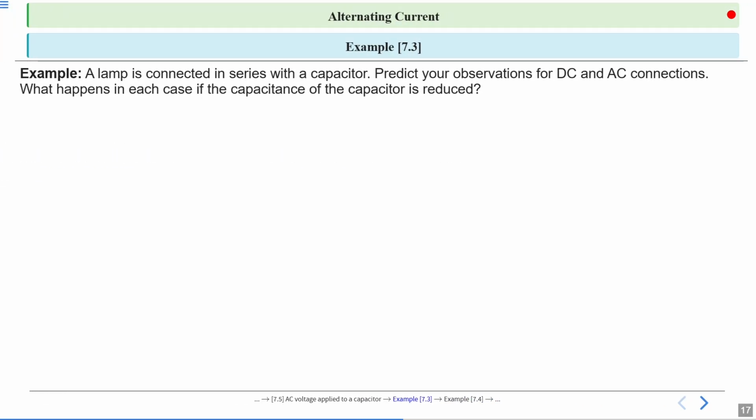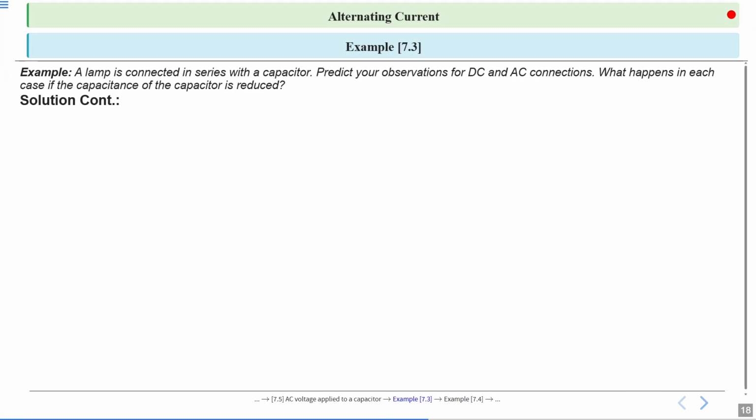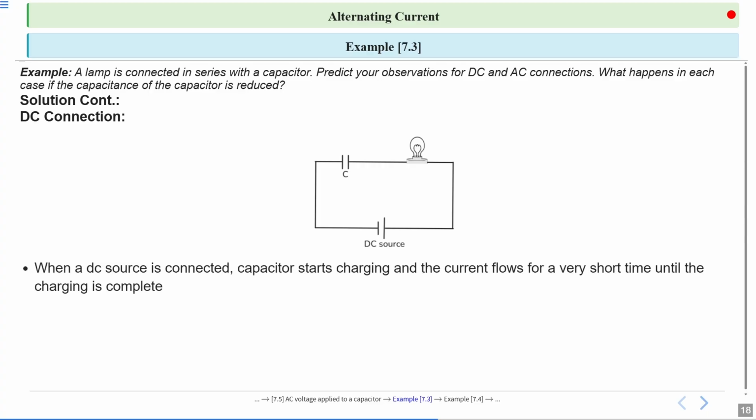Now example 7.3. A lamp is connected in series with a capacitor. Predict your observation for DC and AC connections. What happens in each case if the capacitance of the capacitor is reduced? So, DC connection. This is the diagram. A DC source is connected with a capacitor and a bulb. Now what will happen when a DC source is connected?